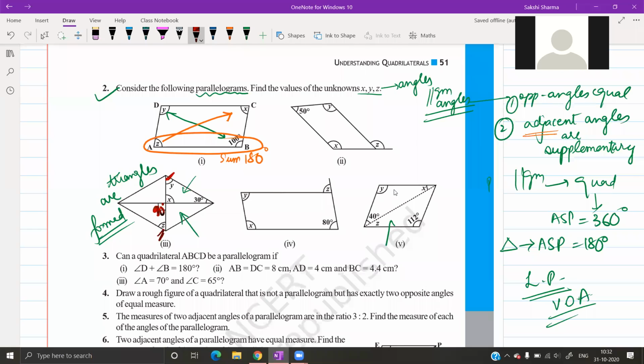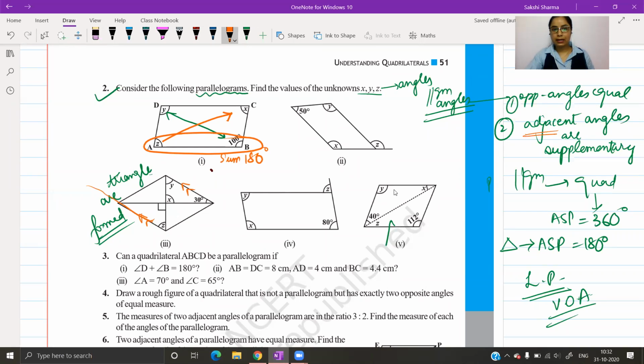We can find Y by angle sum property of triangle. That's correct. In this small triangle, we can apply angle sum property and then we can find out Y. And what about Z now? Alternate interior angle of Y. That's correct. Z and Y are forming a pair of alternate interior angles. If we go back, these are the opposite sides of our parallelogram. So these will be parallel.